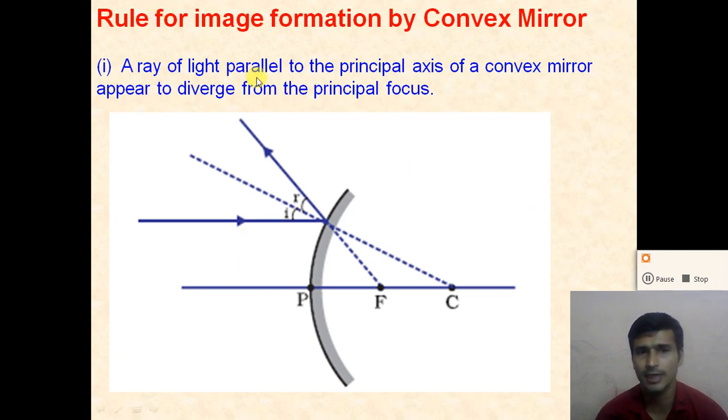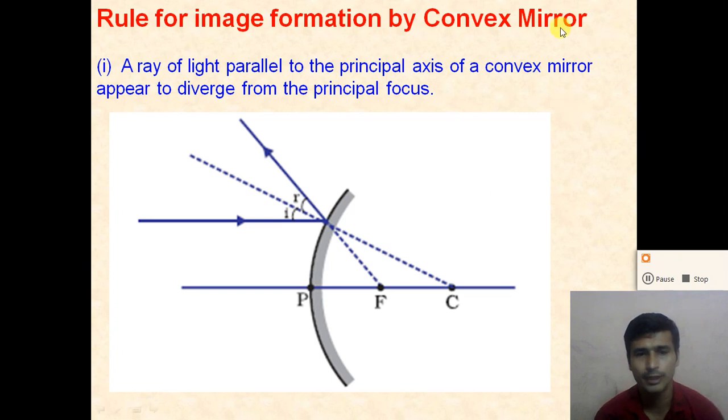A ray of light parallel to the principal axis of the convex mirror appears to diverge from the principal focus. So dear student, when we incident a ray of light parallel to the principal axis at this point, right? The ray of light is reflected in this direction, or we can say that the ray of light is diverted by a convex mirror.